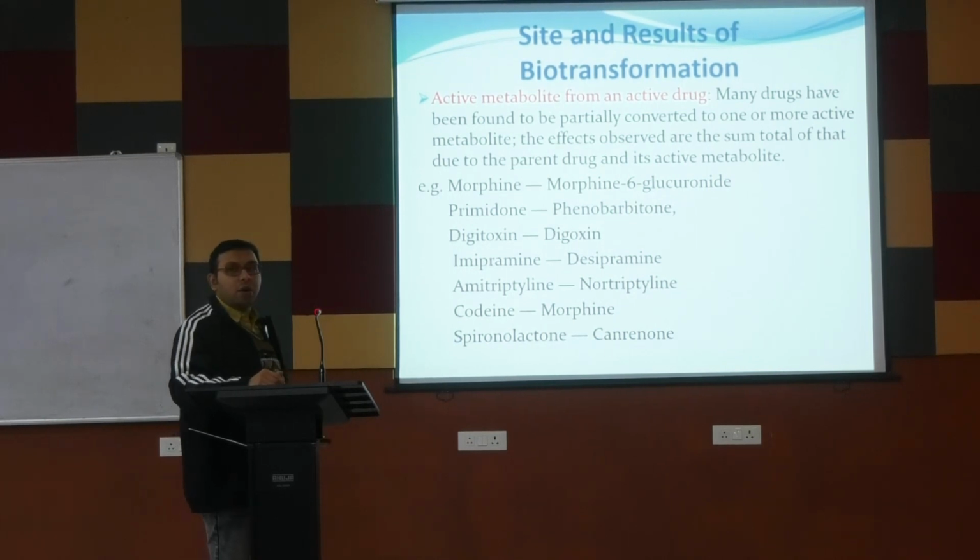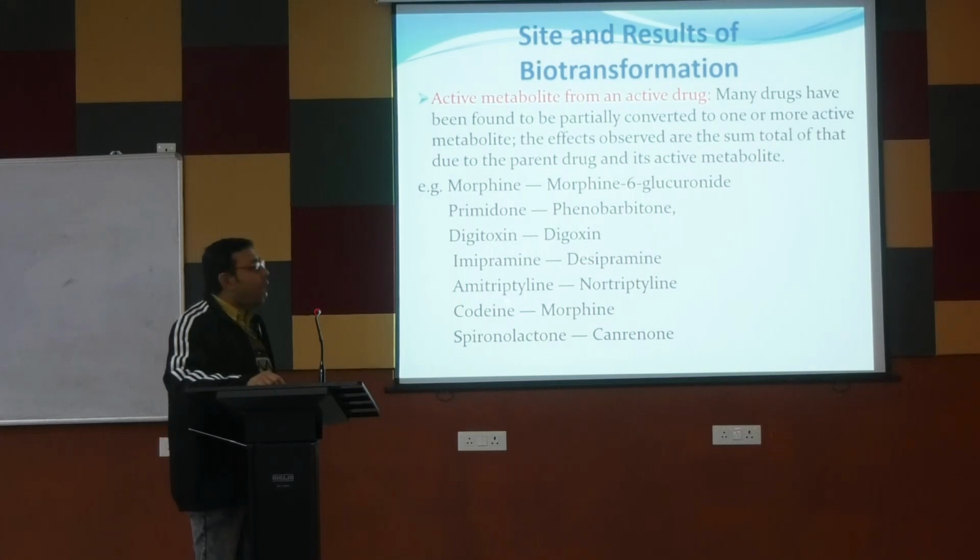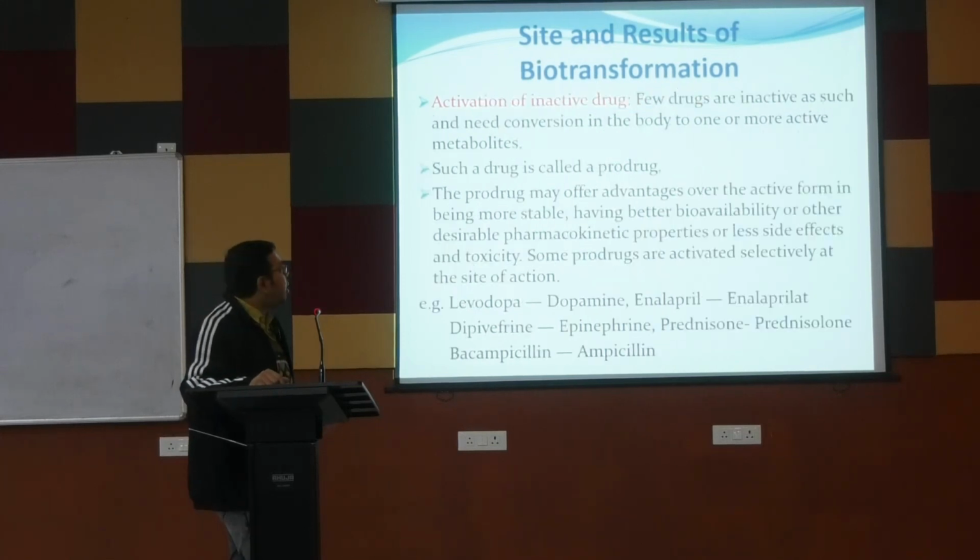Spironolactone is converted to canrenone. Spironolactone is a diuretic drug. You will read about it in the diuretic chapter and also in the CVS. So these are the active moieties formed from active drugs. This is the second type.